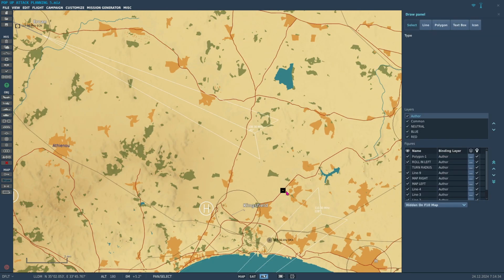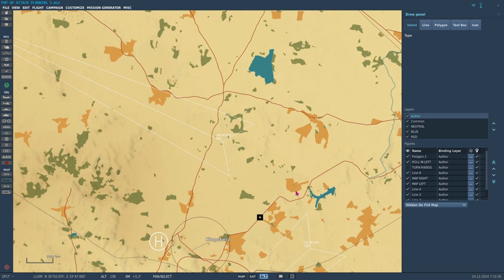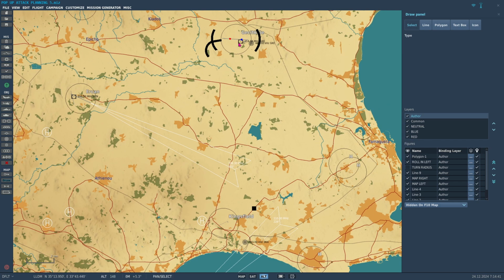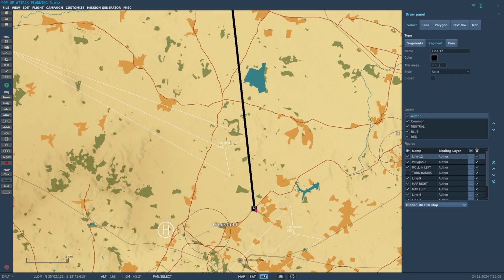Now that I have decided on the IP, I'm going to connect the IP with the center between my DMPIs, because both aircraft flying line abreast are going to use the same general ingress direction up to the action point where each aircraft will split left and right for their attack. So again, with the draw feature, segment, the center of the runway, connect it with the IP. I would like to be as precise as I can.